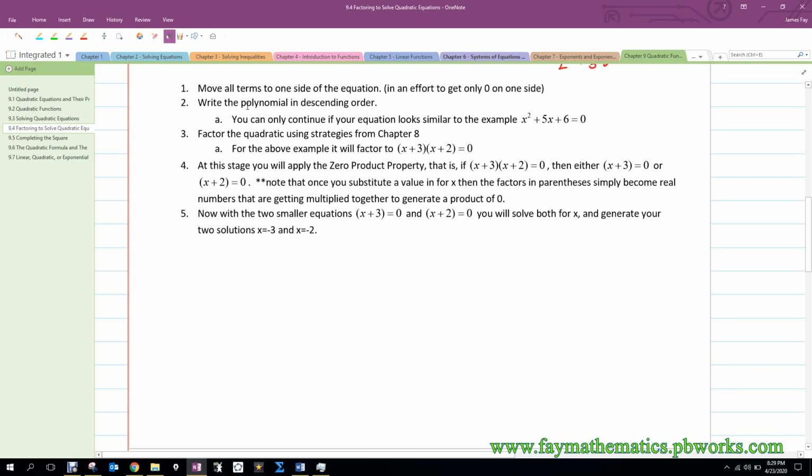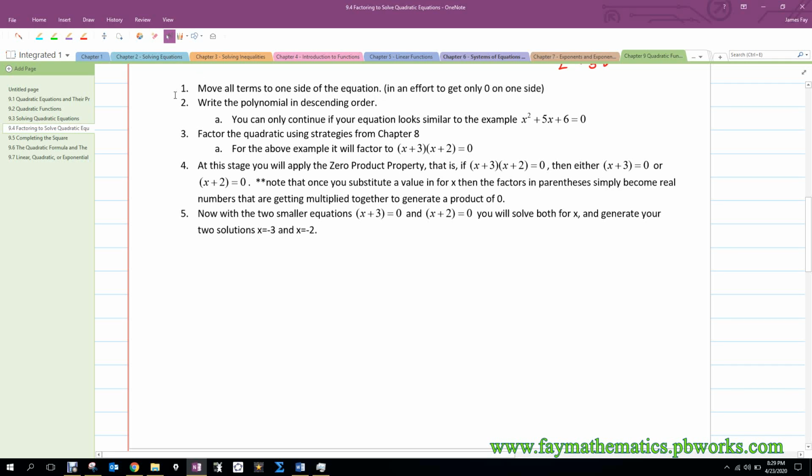Okay, so when you move all your terms to one side in your equation, it's going to leave you with one side equal to 0, and that's what we want. In order to factor and use the zero product property, we have to make one side of the equation 0.